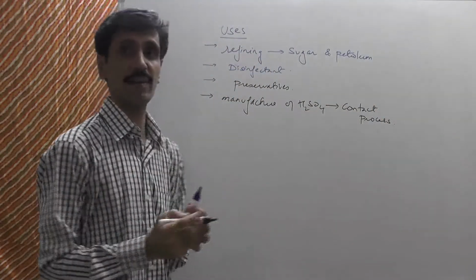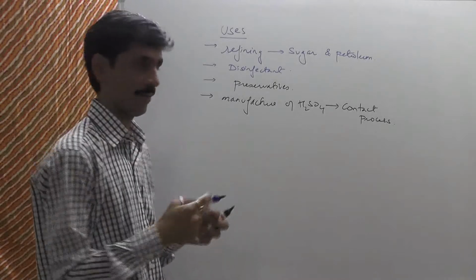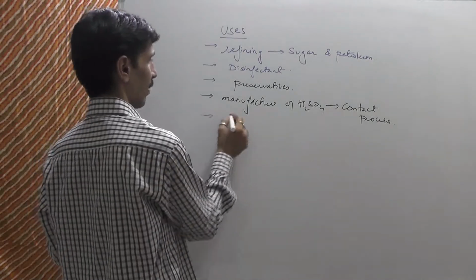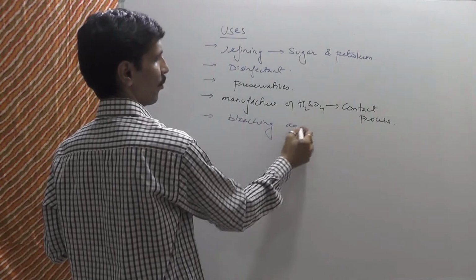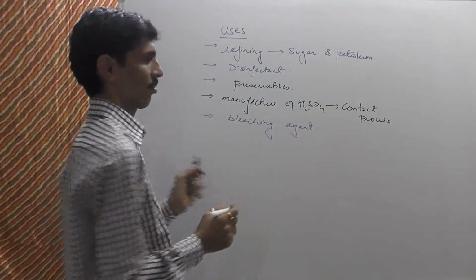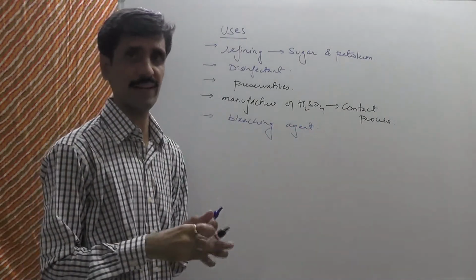Okay, so manufacture of sulfuric acid by using contact process. Next one is it can also be used as a bleaching agent, for removal of stains. Okay, that is going to be done by means of sulfur dioxide.